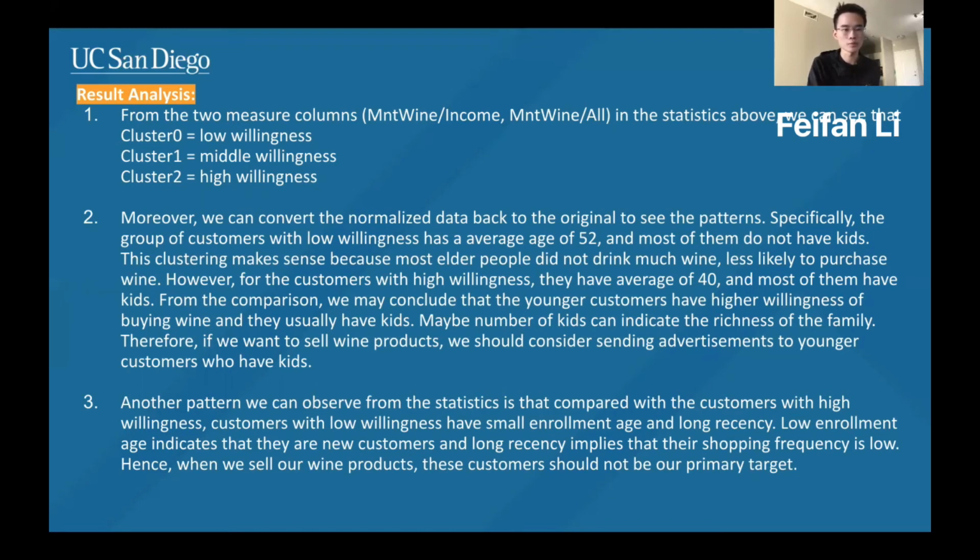So for the customers with low willingness, they usually have an elder age, around 52, and most of them do not have kids. But for the customers with high willingness, they usually have a younger age, around the age of 40, and most of them do have kids.